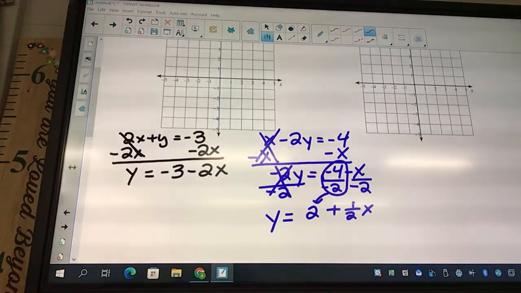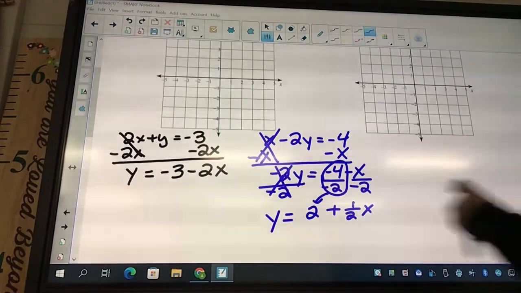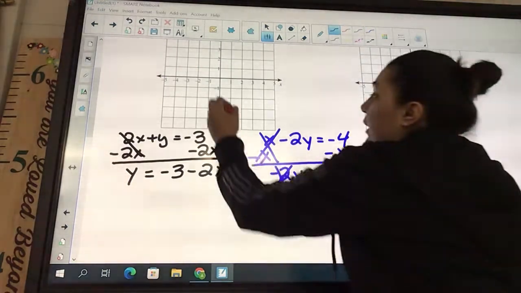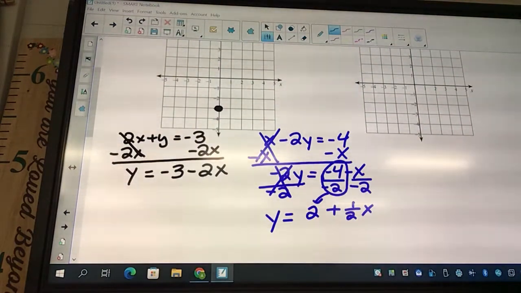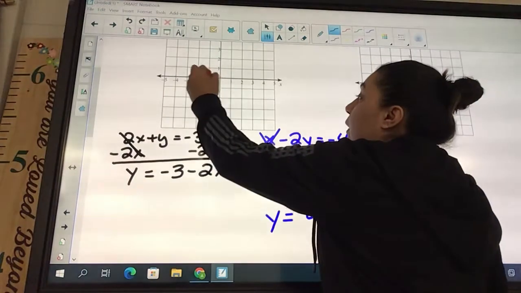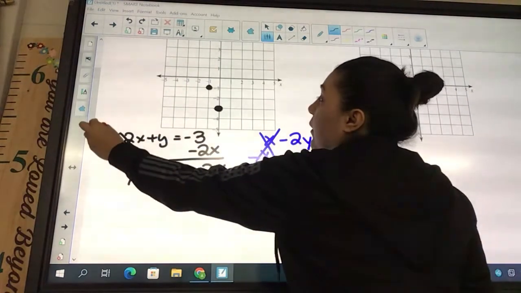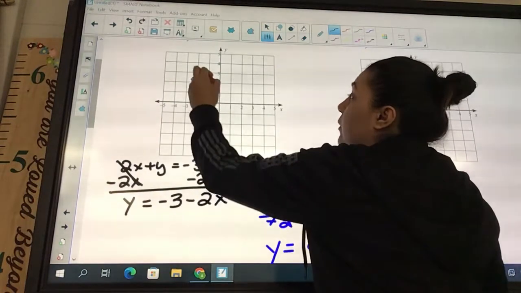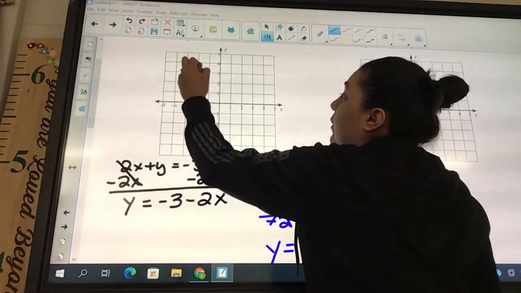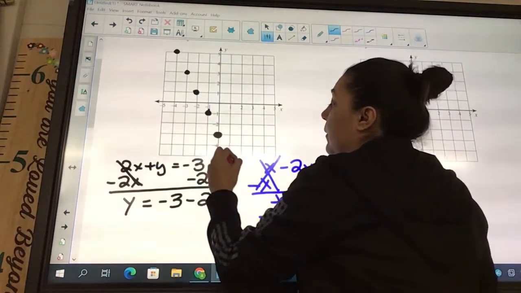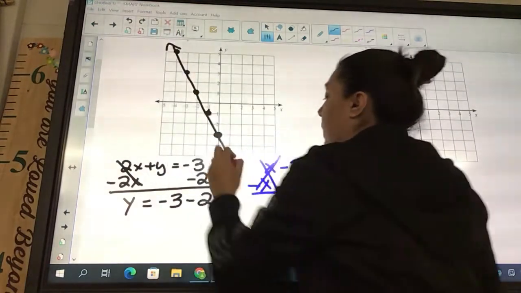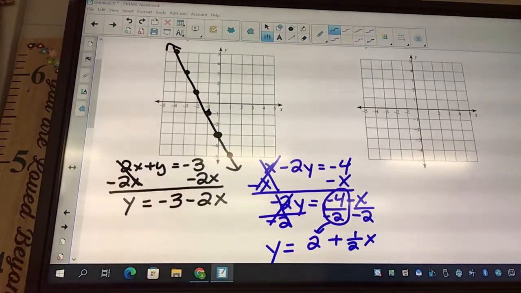Okay, take a second, look at that, make sure you understand what happened. Okay, and so now we're ready to graph them. So the black one starts at -3, and my slope is what? -2. Okay, so we're going to go up 2 over 1. Okay, you can go down 2 over 1. Okay, so we've got our black one plotted.